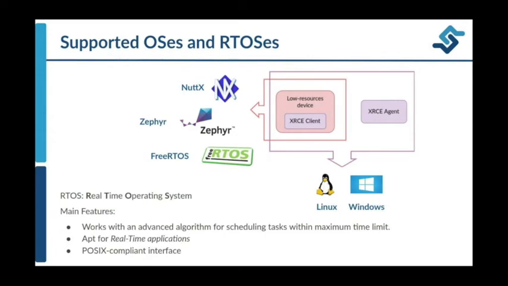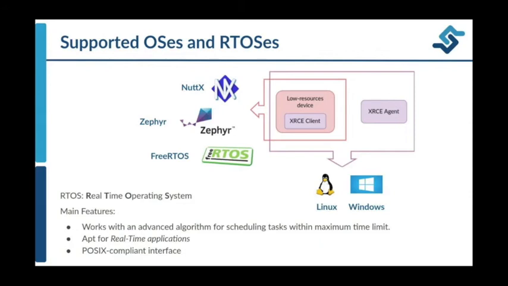Basically, the two main entities of our library, what operating systems do they support. So the agent has a very heavy library, and for the moment being just runs on standard operating systems such as Linux and Windows, even though we are right now working to port it to other operating systems. On the other side, the client, which is a much lighter library, apart from running on Linux and Windows, also runs on real-time operating systems. But okay, so what are these real-time operating systems then?